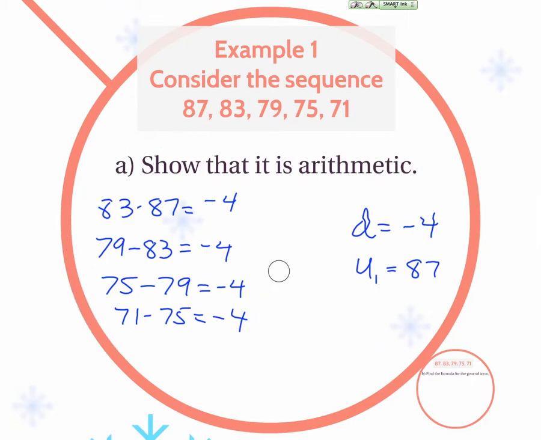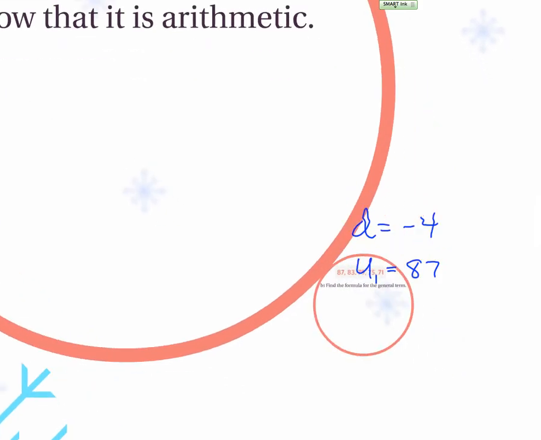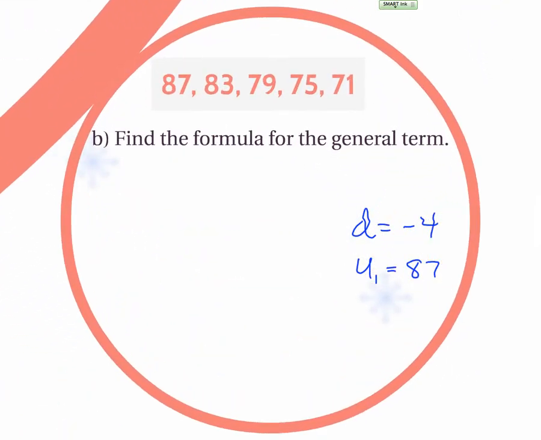So again, I'm going to keep using the same sequence, that same set of numbers. I left that up there because I'm going to find the formula for the general term. Now I'm going to rewrite the formula up here. You should have your packet out so you can take a look at that. Remember, this is my formula. I just rewrote the formula straight out of the packet.